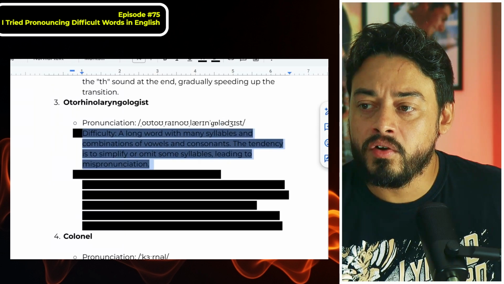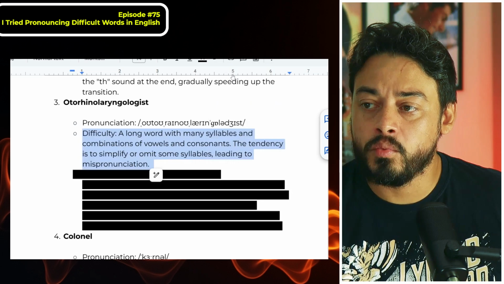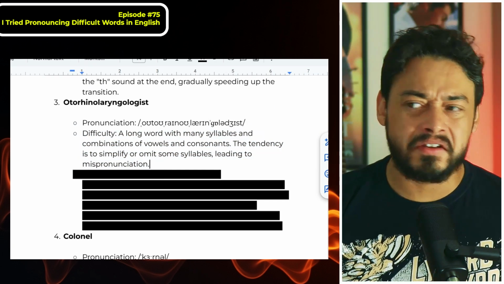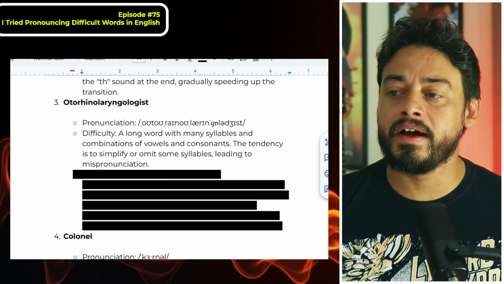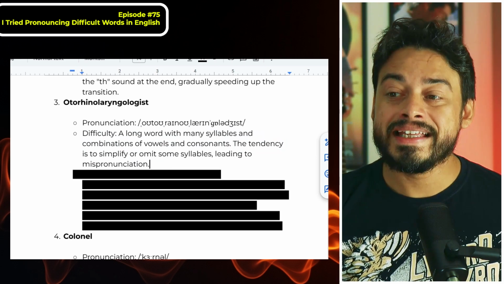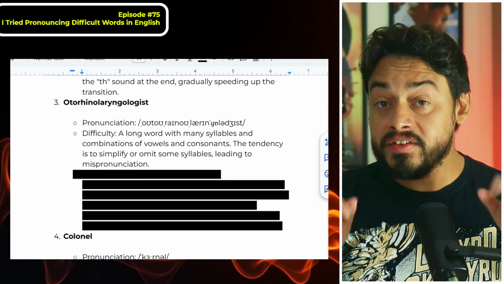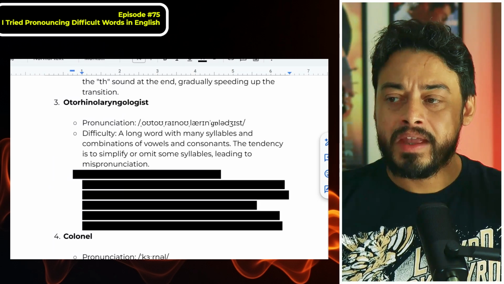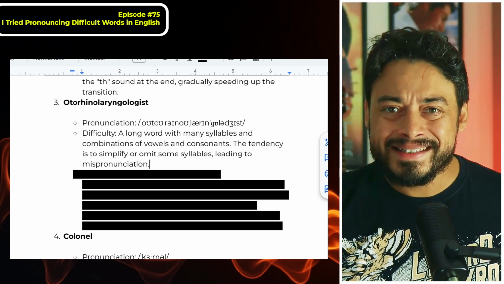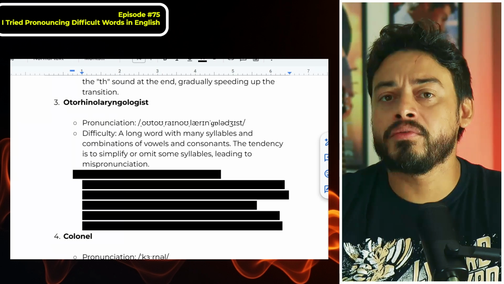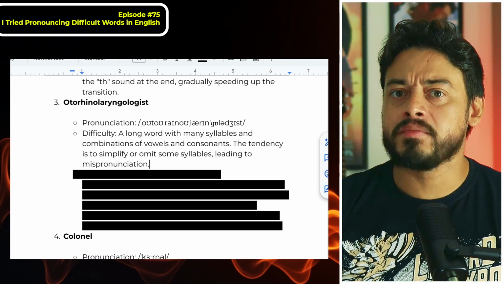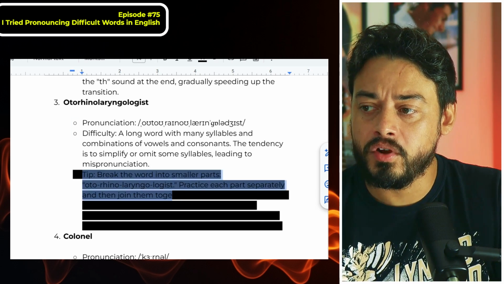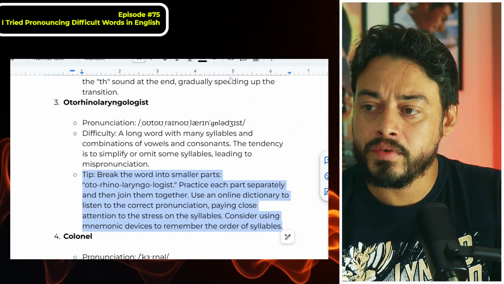All right. So what is the difficulty about this? Well, it's a long word with many syllables and combinations of vowels and consonants. The tendency is to simplify or omit some syllables, leading to mispronunciation. This is very important. When you have a big word, a long word like that, be careful not to omit certain vowels, certain sounds. The tendency is for us to cut out some sounds and then you end up mispronouncing the word.